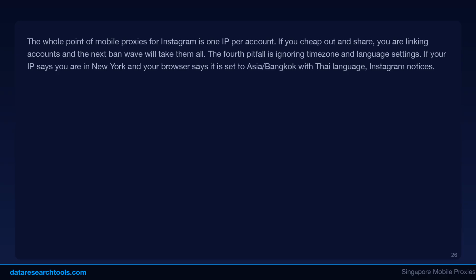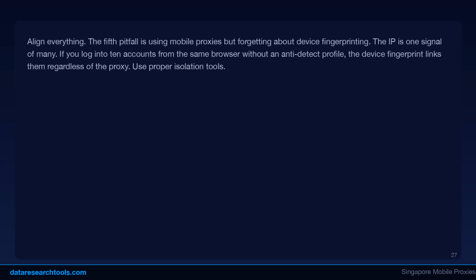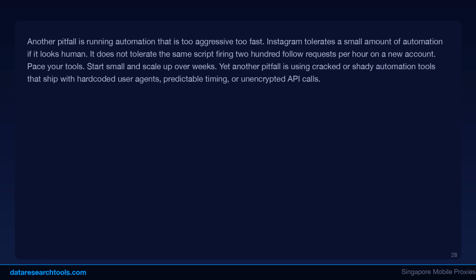The third pitfall is using the same mobile proxy across multiple accounts. The whole point of mobile proxies for Instagram is one IP per account. If you cheap out and share, you are linking accounts and the next ban wave will take them all. The fourth pitfall is ignoring time zone and language settings. If your IP says you are in New York and your browser says it is set to Asia/Bangkok with Thai language, Instagram notices. Align everything.